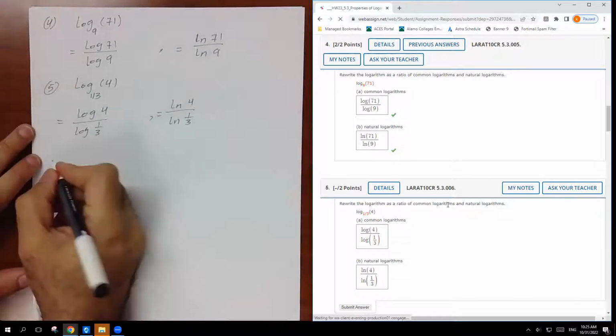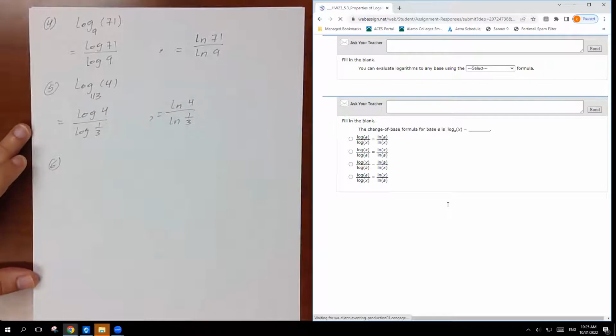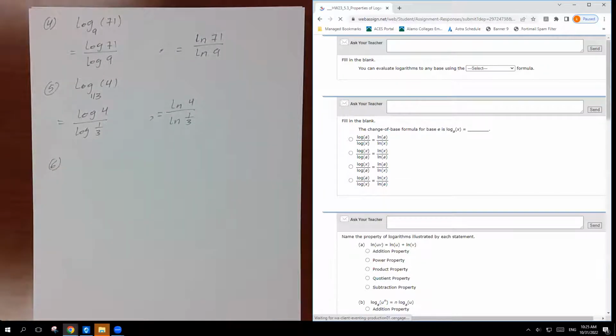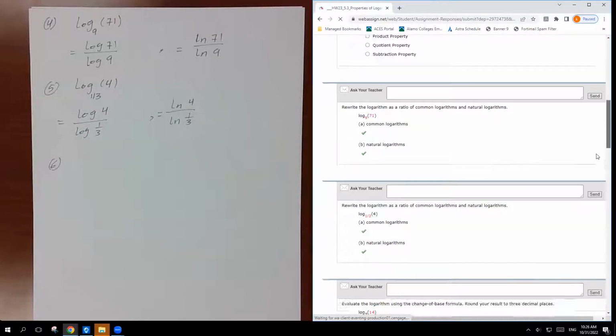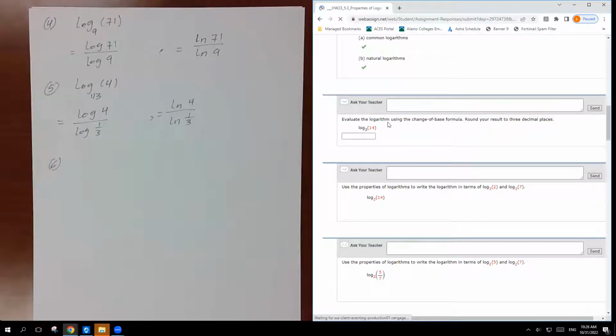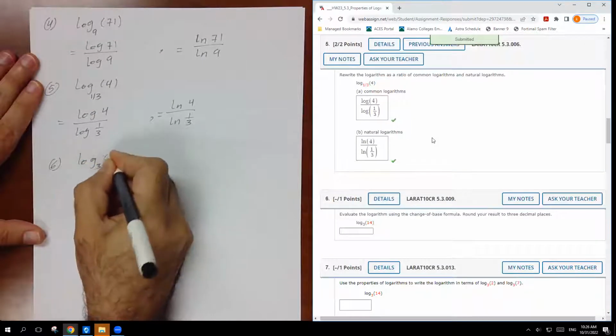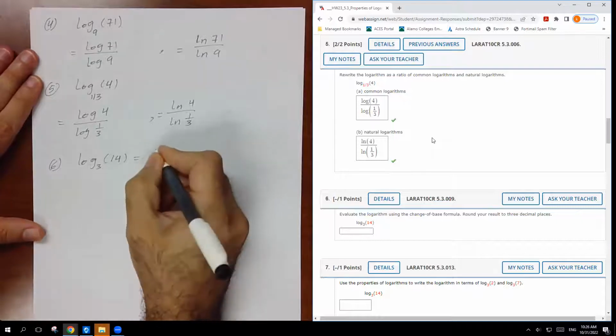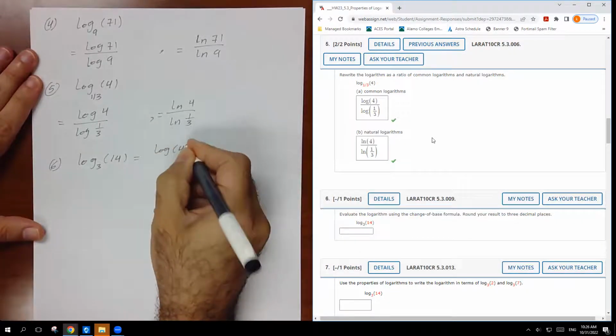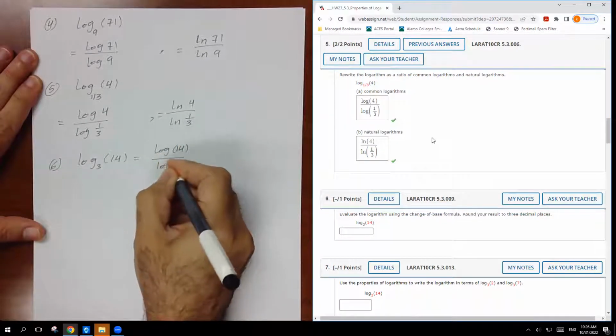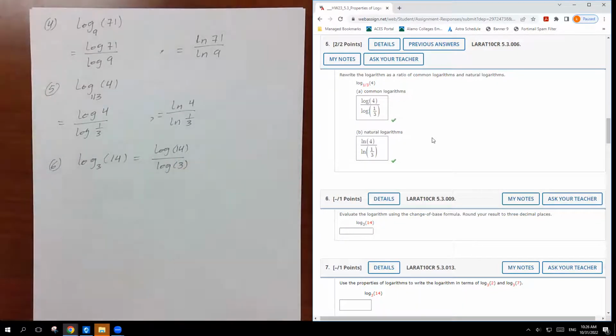Let's go to example 6. On example 6, let's check what they ask you. They ask you to use the change of base theorem. Example 6, evaluate using the change of base theorem. So log base 3 of 14 is going to be log of 14 over log of 3. I think they just ask you to write down like this, or we have to evaluate.